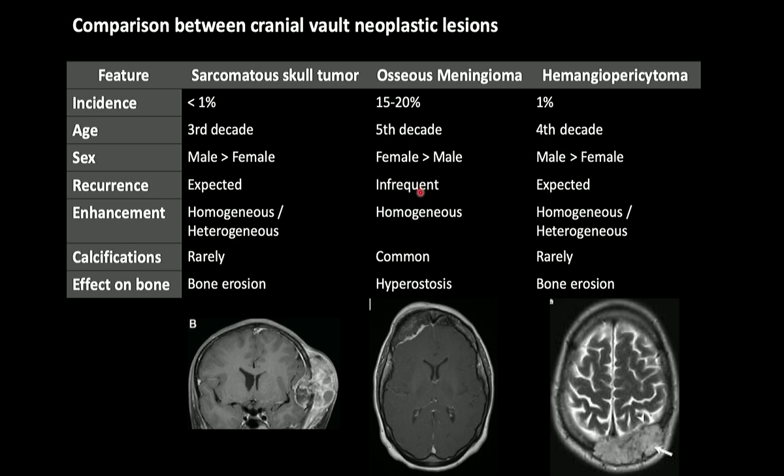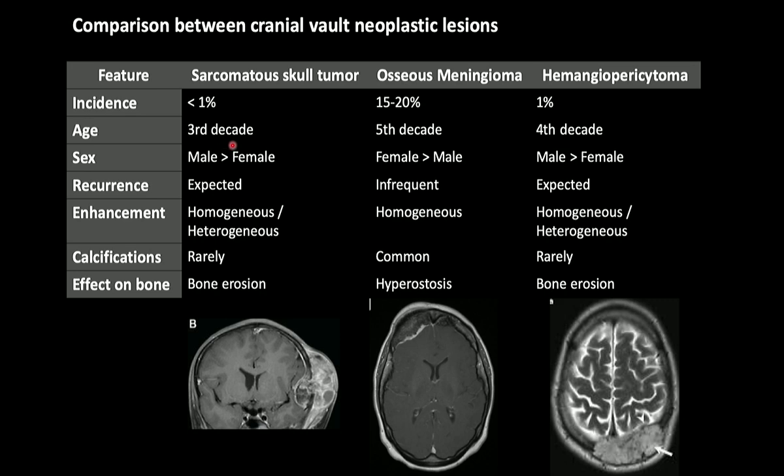Here is the table that shows the main difference between the sarcomatosis skull neoplasia and the two differential diagnoses, the osseous meningioma and hemangiopericytoma. And you can see there are very similar features between the sarcomatosis skull tumor and hemangiopericytoma than osseous meningioma.